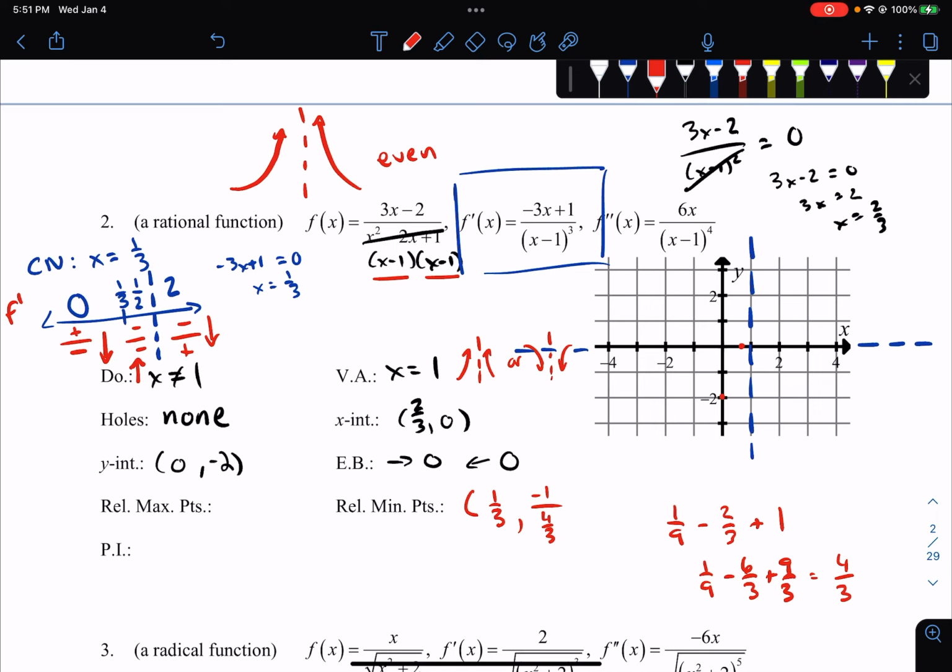Nope, those aren't thirds. I'm trying to go too fast here. This is 6/9 and that's 9/9. There we go. That sounds better. So this is 4/9, and when I flip that over, it becomes 9/4. So this value is actually negative 9/4, which is cool because I have another point. At 1/3, I go down a little bit more than 2. I go down to negative 9/4. So we'll put a point right there.